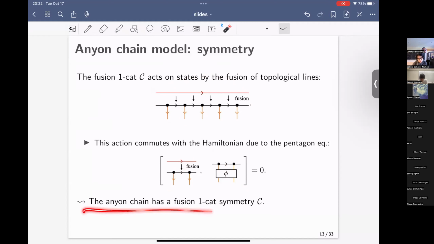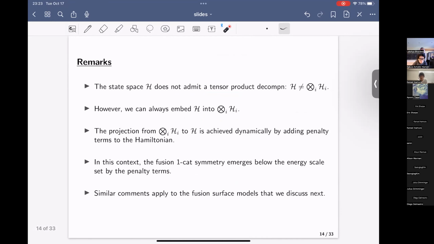So this shows that the anyon chain model has a fusion 1-category symmetry C. And in this way, we can systematically construct 1+1 dimensional lattice models with general finite symmetry. Before moving on to 2+1 dimensions, I have several remarks on this lattice model. The first remark is that, as I already mentioned, this state space H does not admit a tensor product decomposition. So it cannot be written as a tensor product of local state spaces.